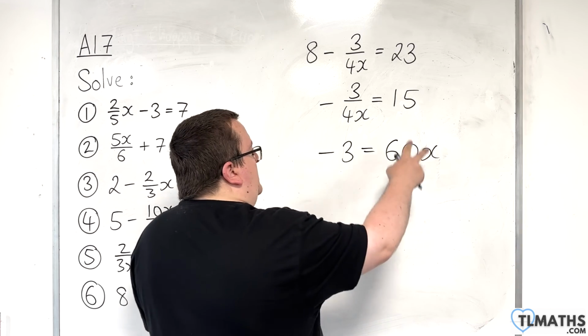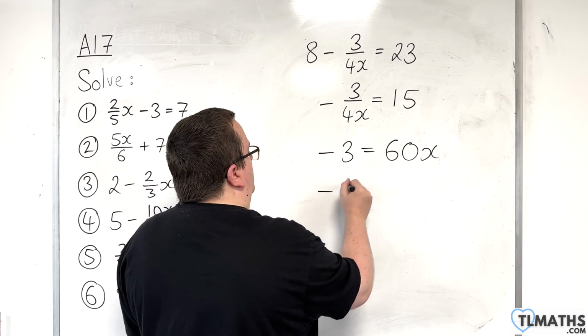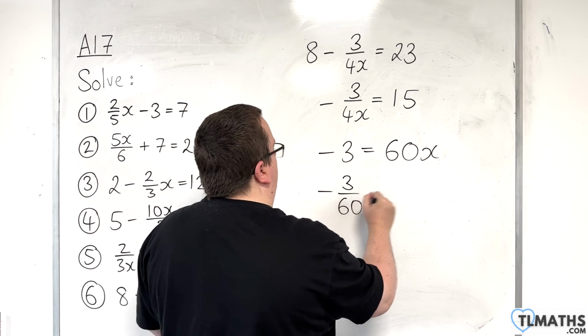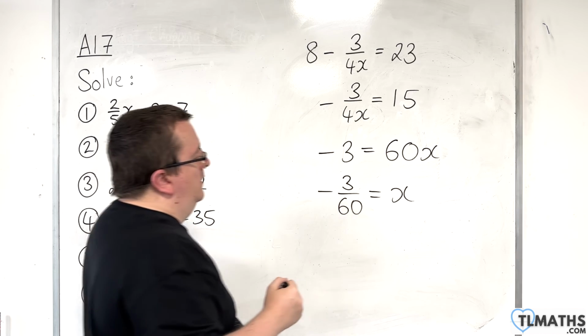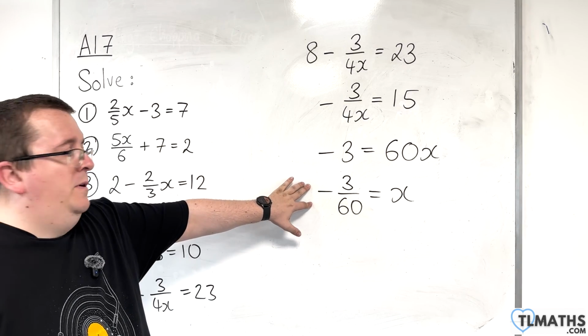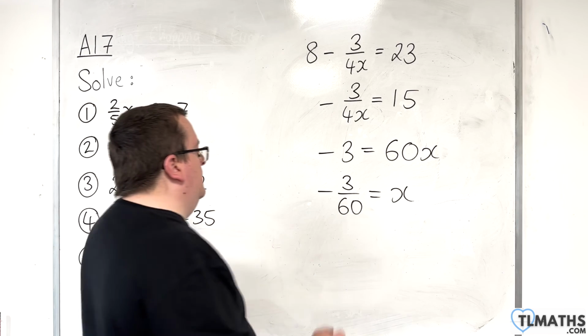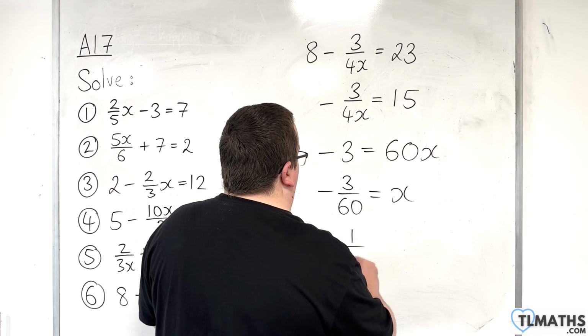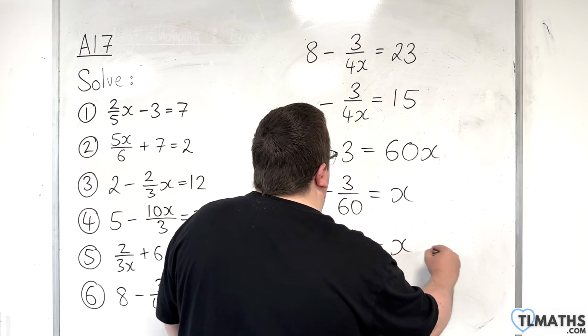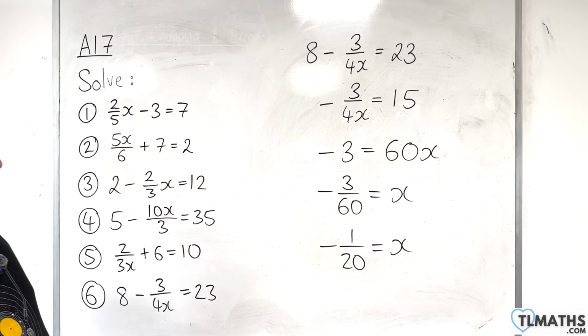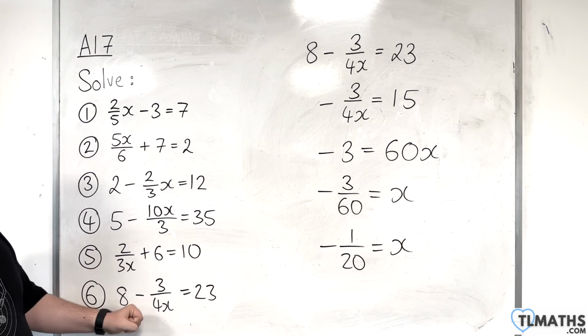So 60 times x, so divide by 60 now. Minus 3 over 60 is x. This can be simplified. Top and bottom can be divided by 3. So we get minus 1 over 20. So x is minus 1/20. And that's our answer for number 6.